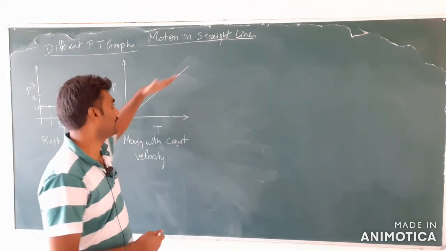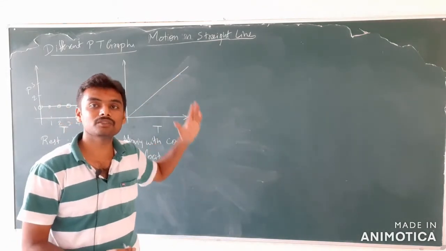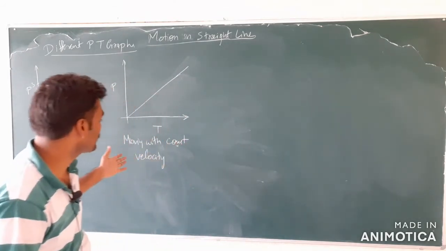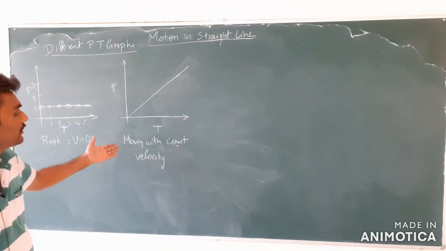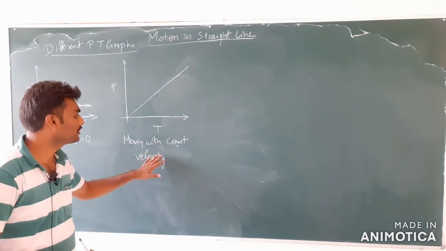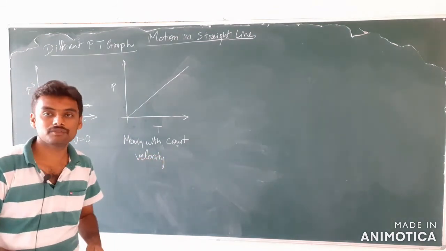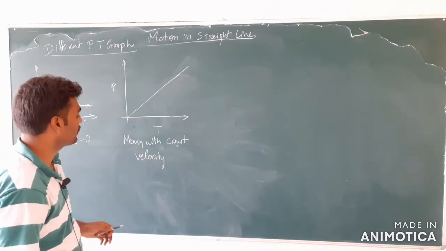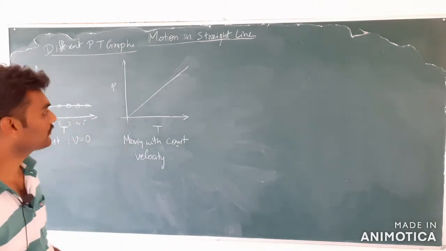Okay, a straight line like this, which is not parallel to the x-axis, gives us the idea that a body is moving with constant velocity, which is not changing. Okay, the velocity is not changing.